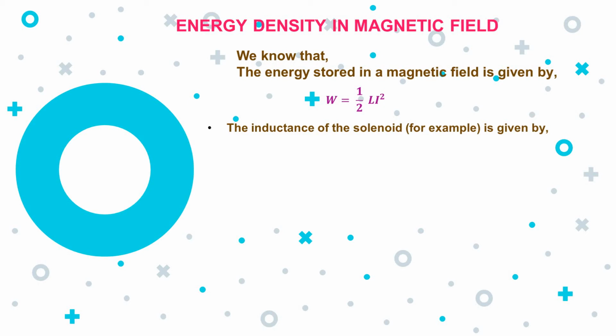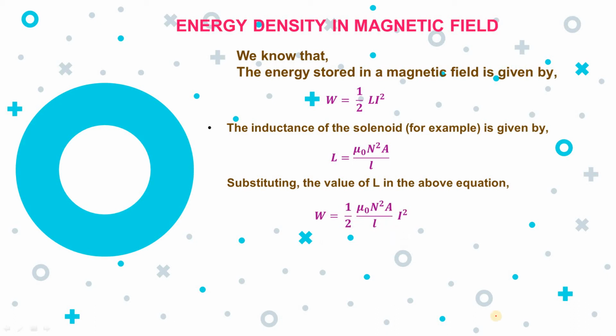The inductance of a solenoid is given by L is equal to mu naught n square A by L. Now what you need to do is substitute this L in the energy stored expression. What is the energy stored expression? W is equal to half Li square only, no? So instead of L you substitute here. Then finally what is your answer? W is equal to half mu naught n square A by L into i square.